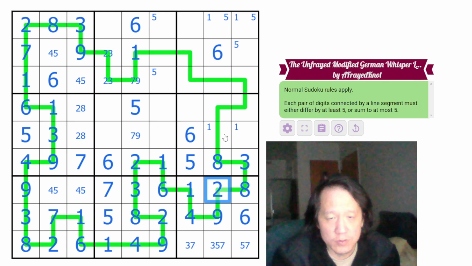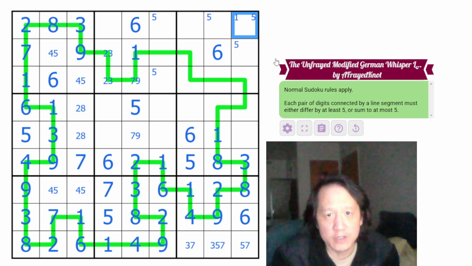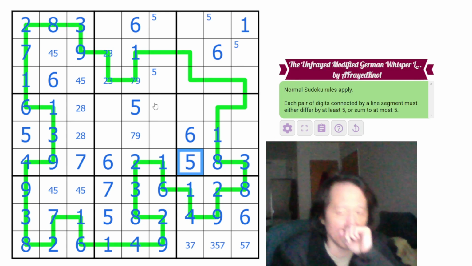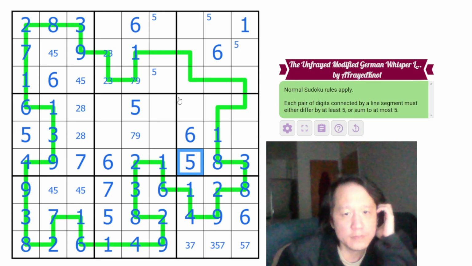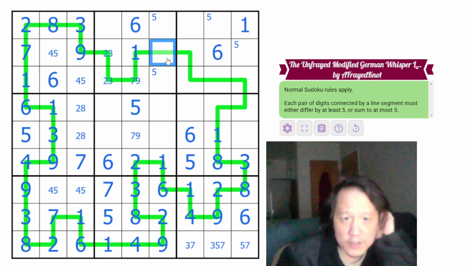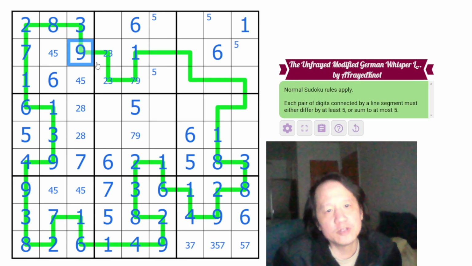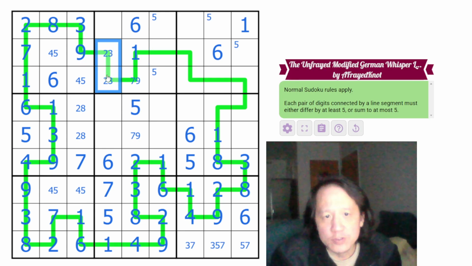Can't be 2. Can't be 3. So this has to be 1, which means this can't be 1. This can't be 1, so therefore, where's the 1 in box 3? It must be this one, so it's a 1. This one cannot be 2 or 3, because we have a 2, 3, 2, 3 pair here.